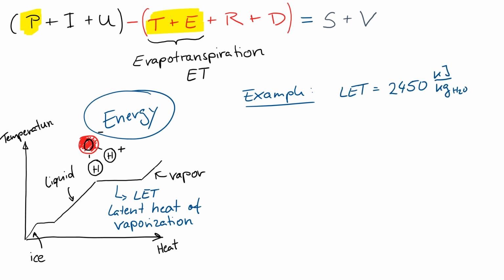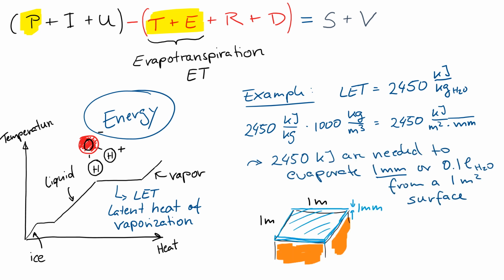So the latent heat of evapotranspiration or of vaporization is 2,450 kilojoules per kilogram of water. Knowing that the density of water is 1,000 kilograms per cubic meter, and rearranging the volume of 1 cubic meter slightly to express this in terms of a surface area of a square meter times the height of a millimeter, we can calculate that it takes 2,450 kilojoules of energy to evaporate the depth of 1 millimeter of water from a 1 meter squared surface, which equals 1 liter of water.